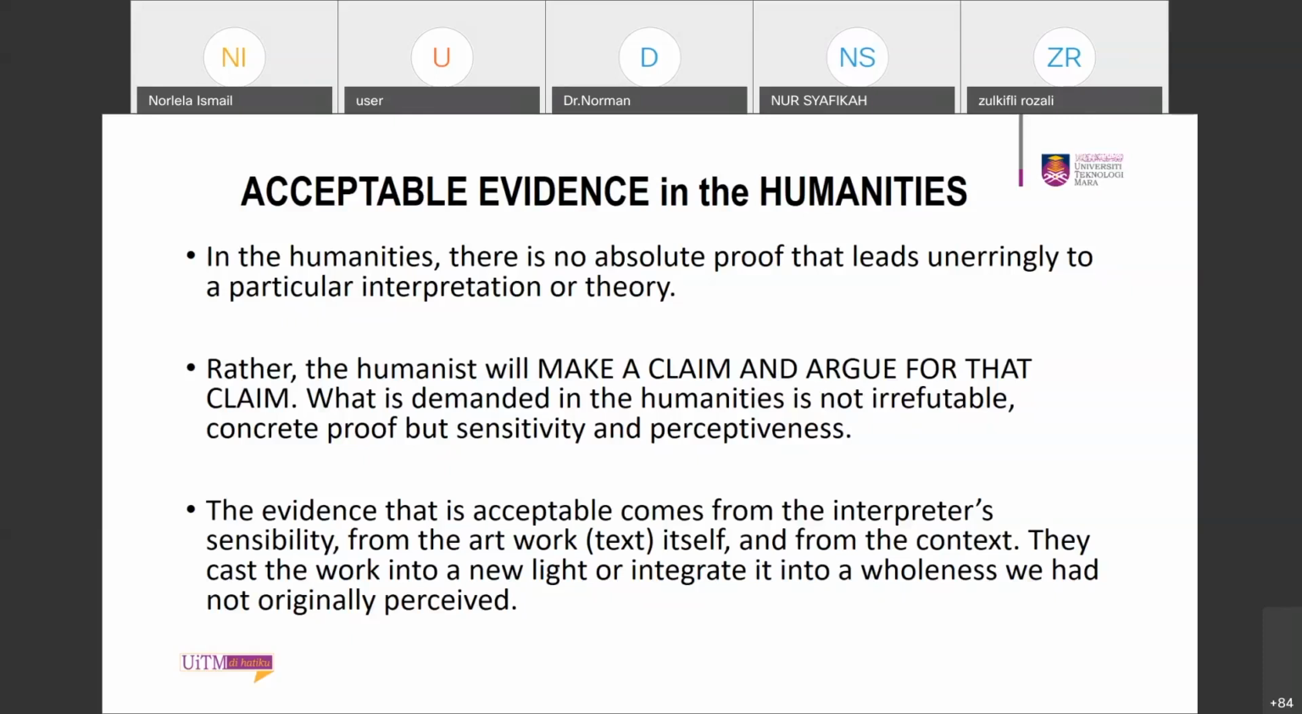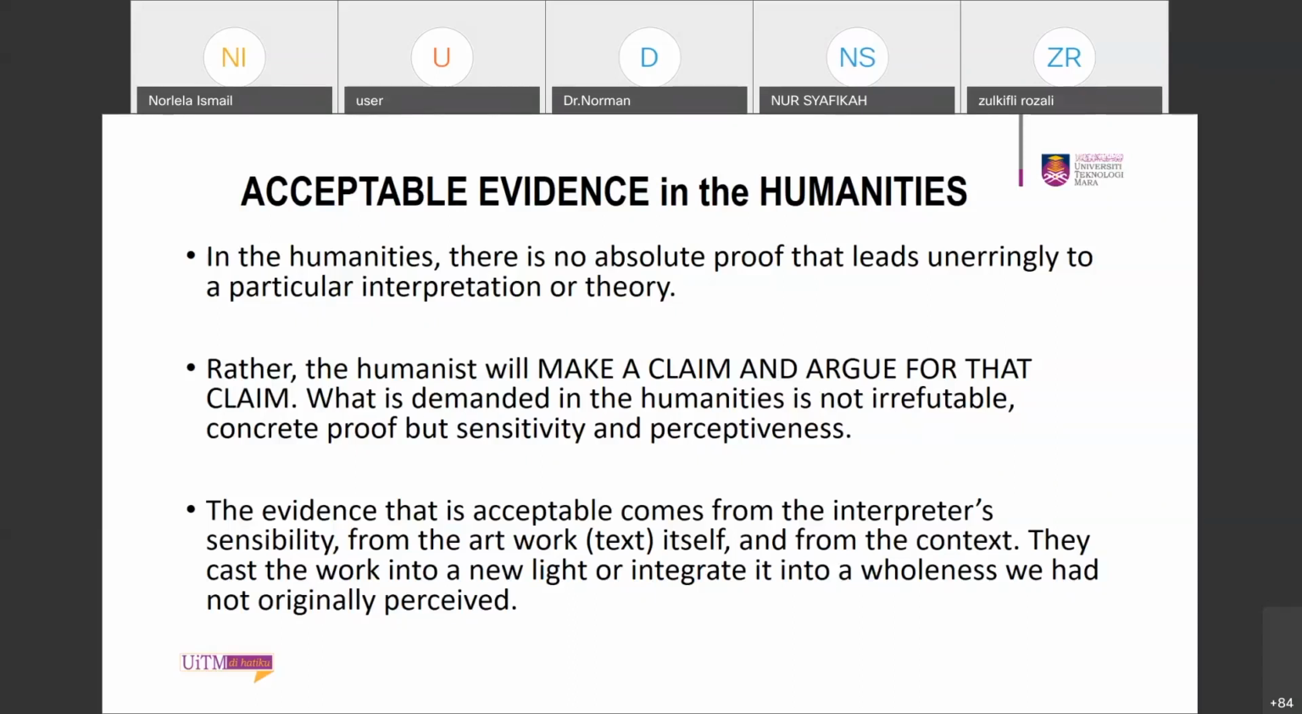So rather the humanist will make a claim and argue for that claim. So here argument is very important. One has to come up with a thesis statement or a claim, and then throughout the study, she or he will prove the study through analysis, in-depth analysis, as well as through interpretation. So what is demanded here is not concrete proof or concrete evidence, but sensitivity and perceptiveness.